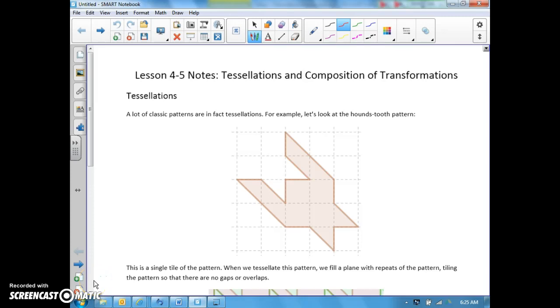Hello everyone and welcome to lesson 4-5. Today we're going to talk about tessellations and compositions of transformations.